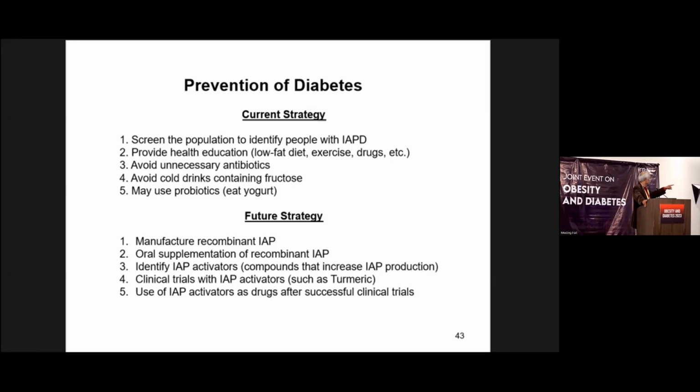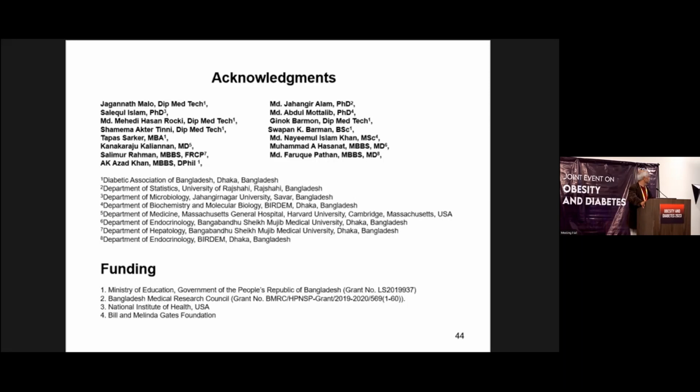Holistic therapy. And future strategy: manufacture recombinant IP, and you can use oral supplementation with recombinant IP, or identify an IP activator. Suppose we know some turmeric increases the IP, but we don't eat that much turmeric; you would need about 700 milligrams. But clinical trials need to be conducted with these proposed preventive therapeutic drugs.